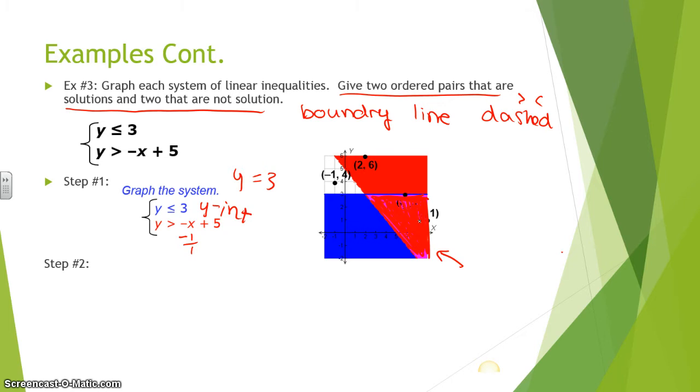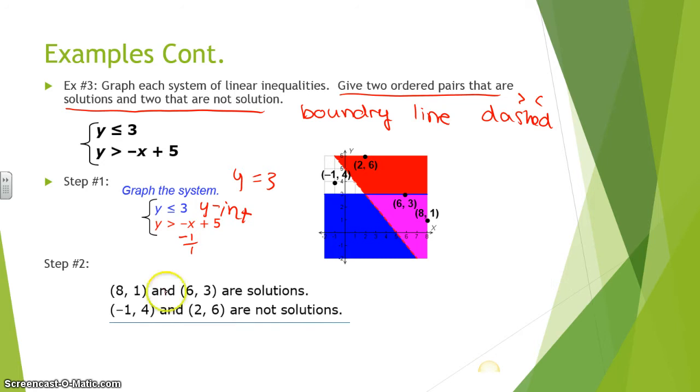So my step 2 is we need to find an ordered pair that would satisfy both linear inequalities, but then we also need to find 2 ordered pairs that do not satisfy. When you think of (8, 1) and (6, 3), those are ordered pairs that are solutions because they would make each of these linear inequalities true. (2, 6) and (-1, 4) are not solutions because the shading does not apply for both equations. So that's why they are not solutions to this system of linear inequalities.